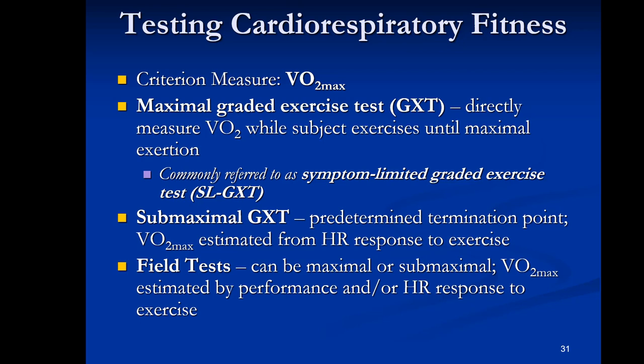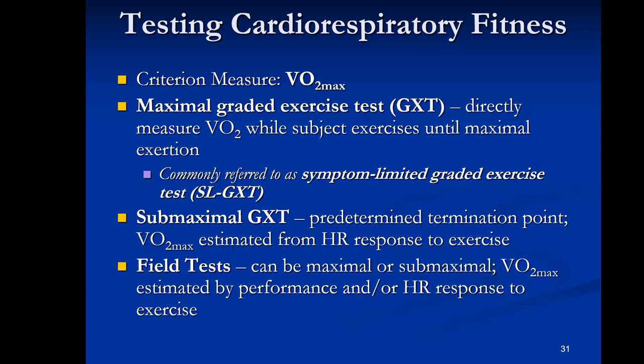So there's different ways to get this. We can measure it directly via a maximal graded exercise test. And this is where you measure oxygen consumption continuously while someone exercises until they reach their maximal exertion. Sometimes this is called a symptom-limited graded exercise test, especially in clinical situations, because the test is limited by the patient's symptoms. We can also estimate VO2 max via a submaximal graded exercise test, where there's a predetermined stopping point, and we then generally estimate VO2 max by extrapolating the heart rate, because we know heart rate is going to continue to go up linearly with intensity.